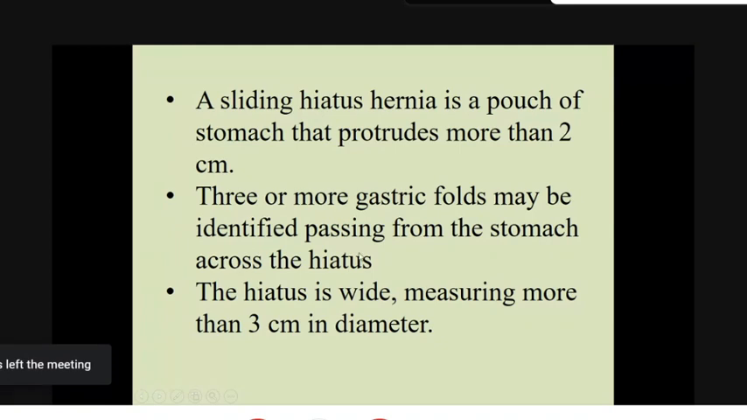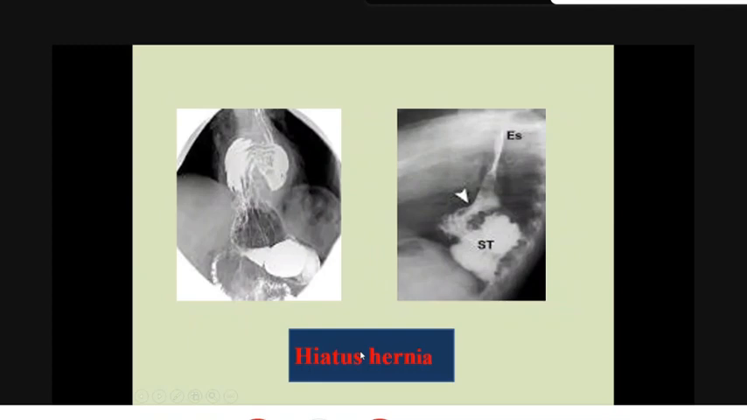Note 3 or more gastric folds above the hiatus. The hiatus is wide, measuring more than 3 cm in diameter. On CT scan, we can measure the distance between the crura of the diaphragm and we can measure the diameter of the hiatus. If it is greater than 3 cm in diameter, this indicates a sliding hiatus hernia.